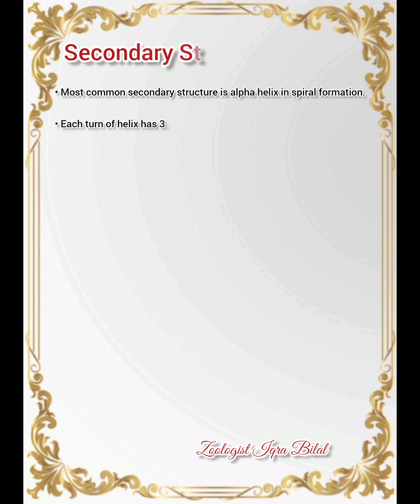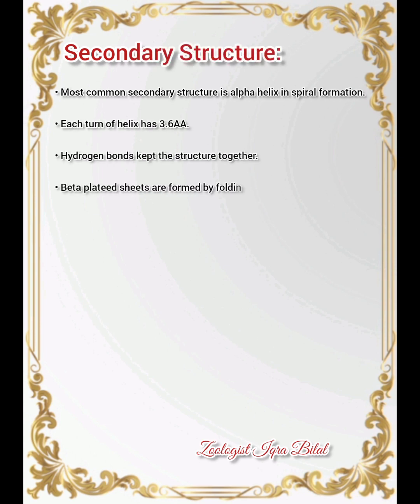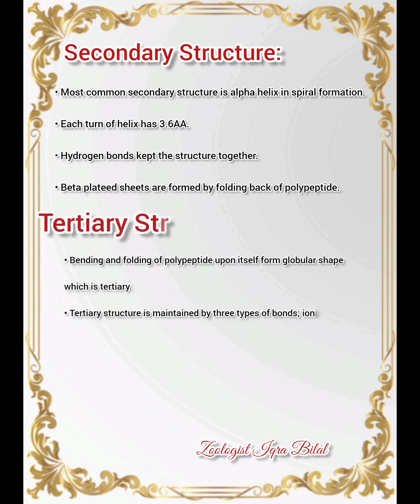Secondary structure. The most common secondary structure is the alpha helix. It is in a spiral form, or in the form of a spring. Each turn of the helix has 3.6 amino acids. A very important fact, please open your eyes as well as ears. Hydrogen bonds keep the structure together. Which structure? Secondary structure. Beta pleated sheets are formed by folding back of the polypeptide.